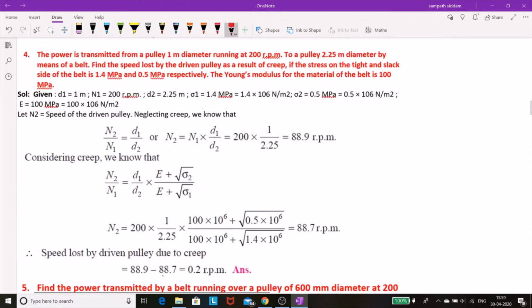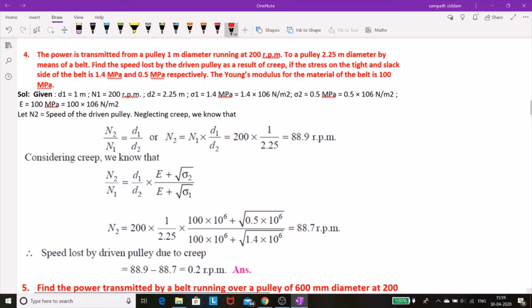So here, coming to the problem number 4, the power is transmitted from a pulley 1 meter diameter running at 200 rpm to a pulley 2.25 diameter by means of a belt. Find the speed lost by the driven pulley as a result of creep if the stress on the tight and slack side on the belt is 1.4 and 0.5 MPa respectively. The Young's modulus of the material of the belt is 100 MPa.